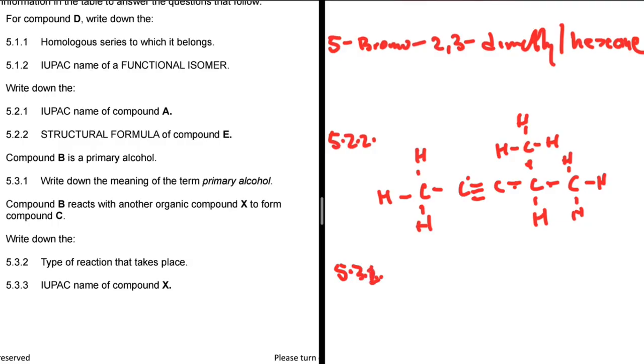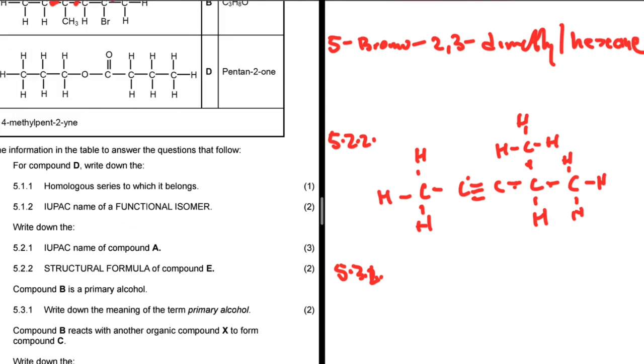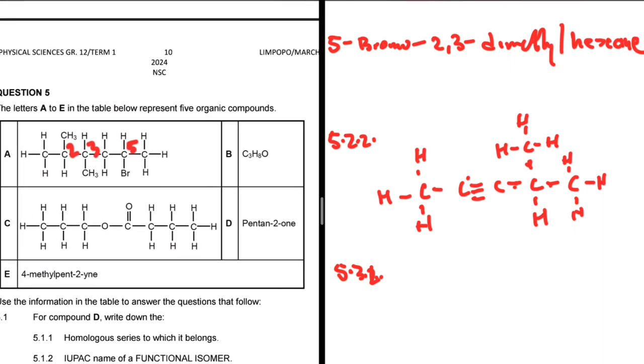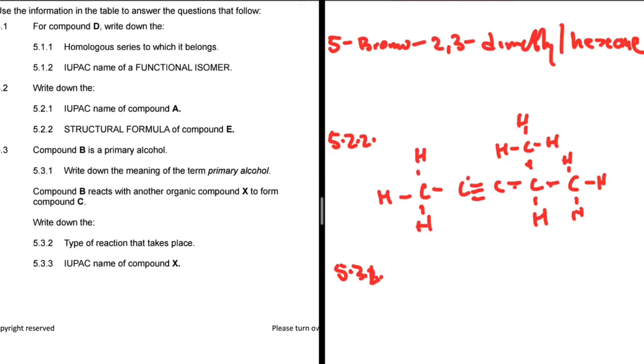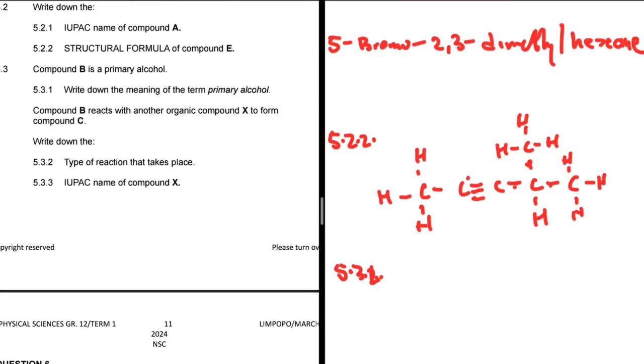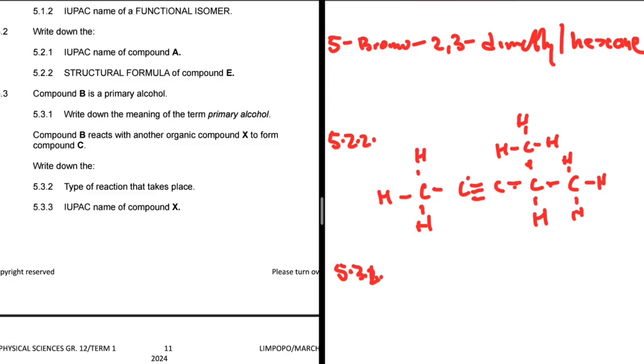5.3.2. Compound B reacts with another organic compound X to form compound C. So compound C is an ester, right? So we already know that compound X should be a carboxylic acid. So write down the name of the reaction, the type of reaction that takes place.